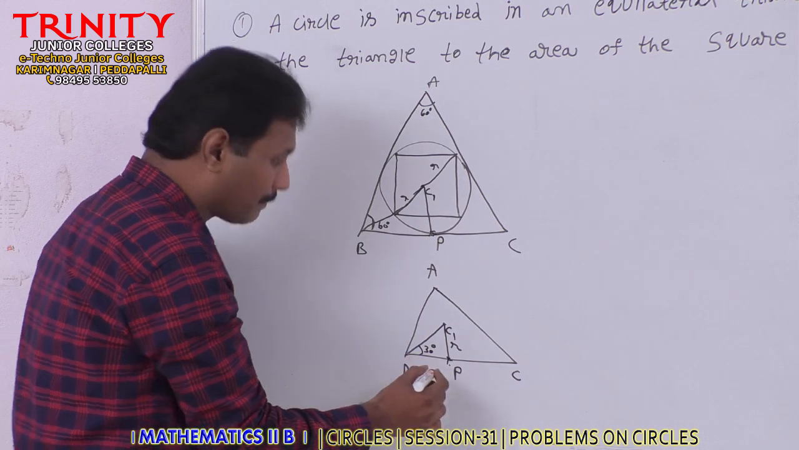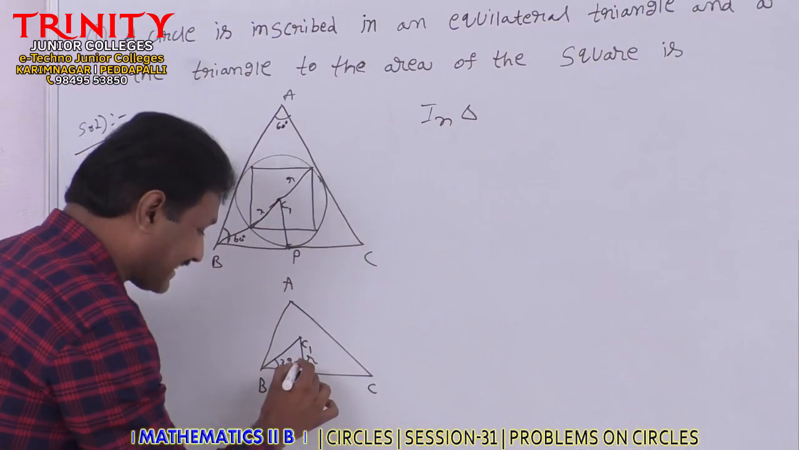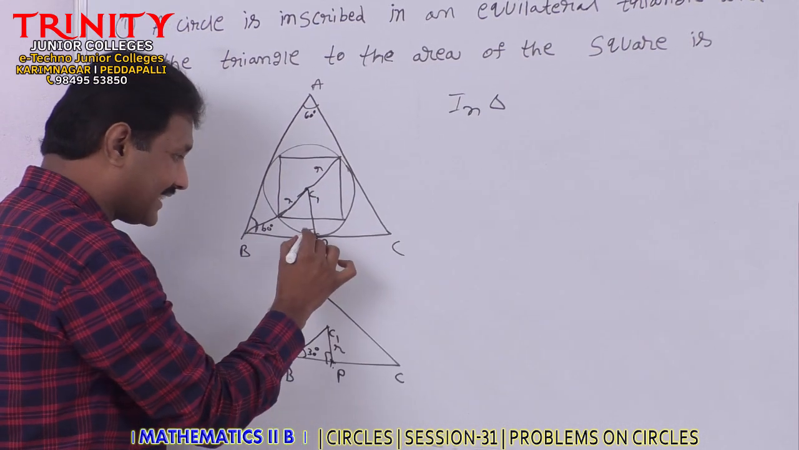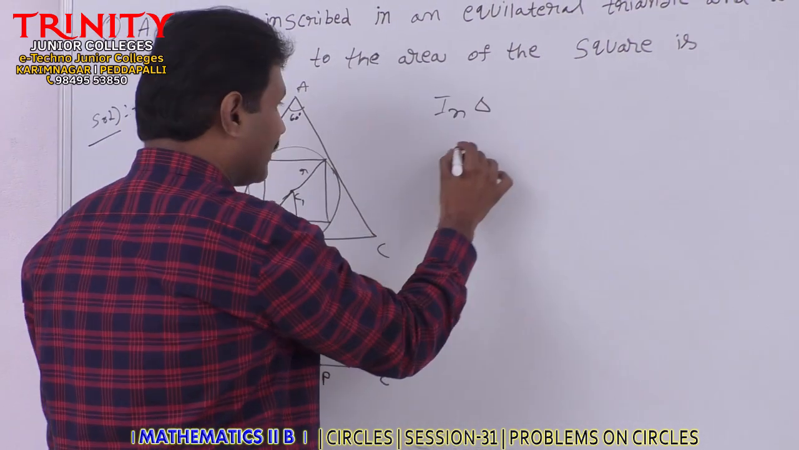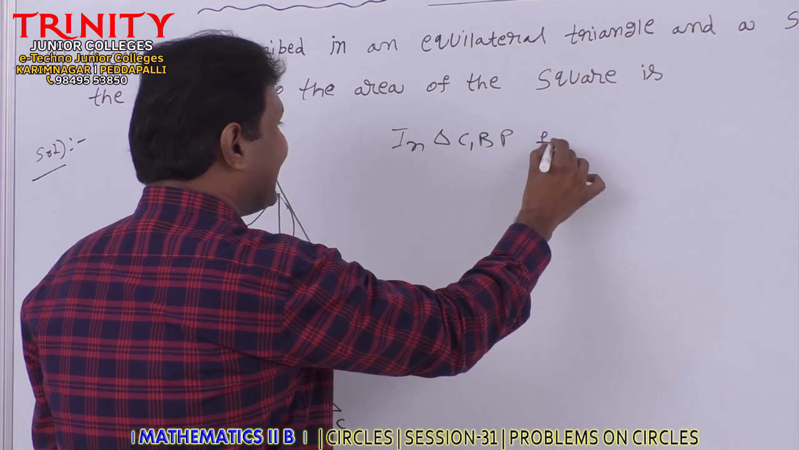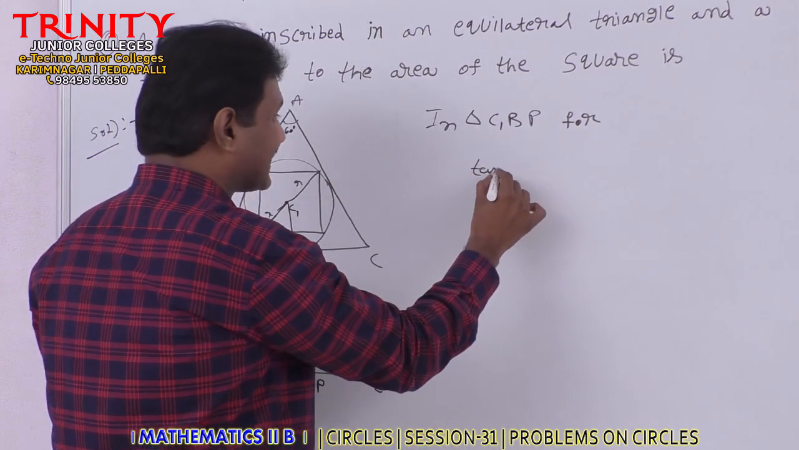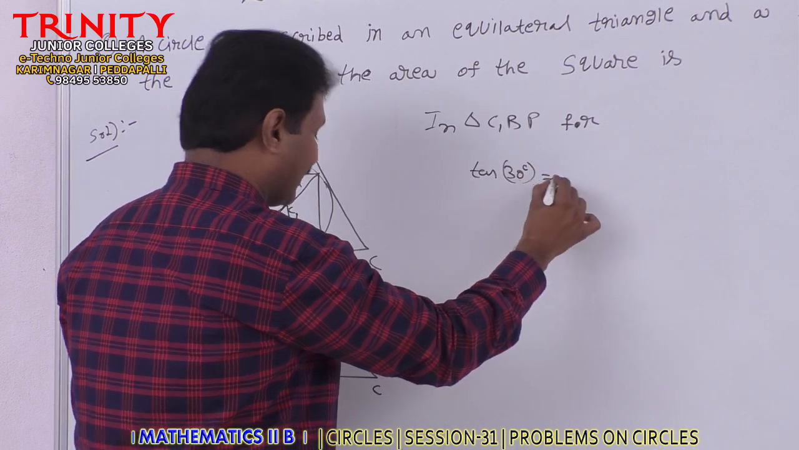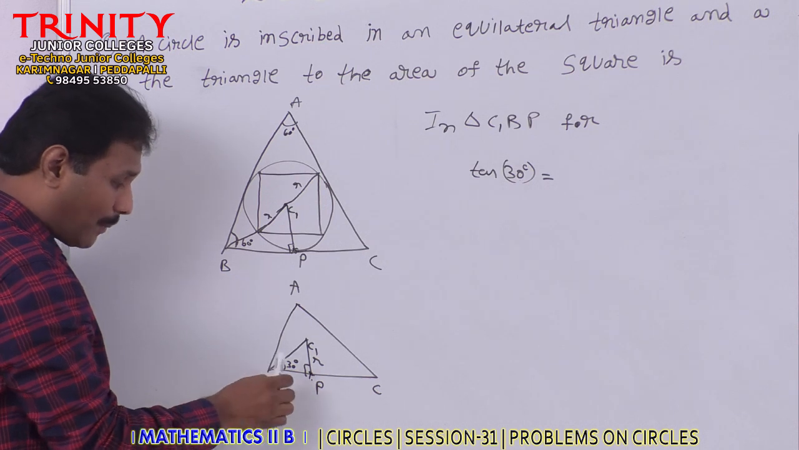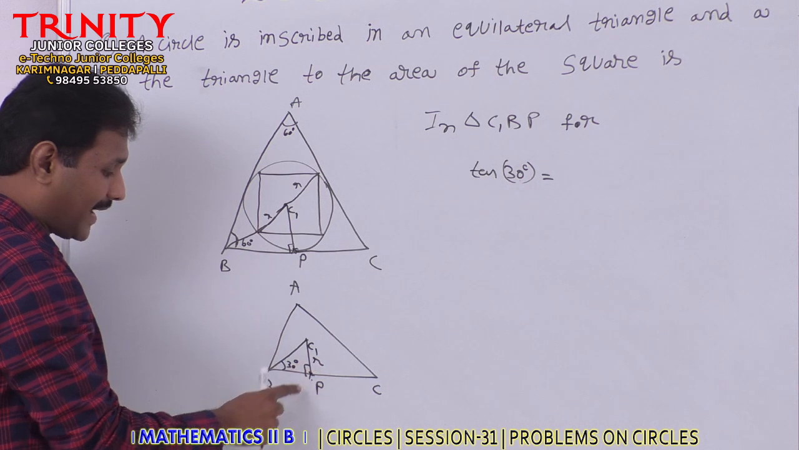In triangle C1BP, it is a right angle triangle at the point P because the radius is the normal to the tangent, so it is perpendicular. In triangle C1BP, tan 30 degrees equals opposite side by adjacent side. C1B is the hypotenuse because it is opposite to the right angle.